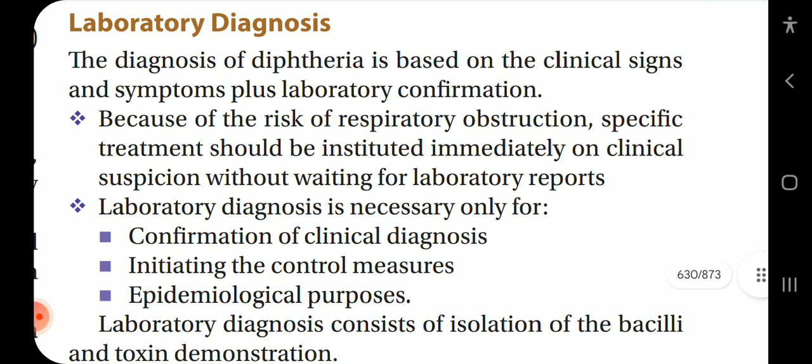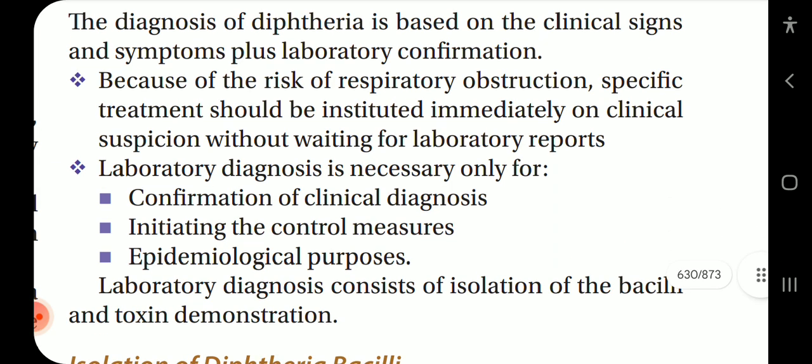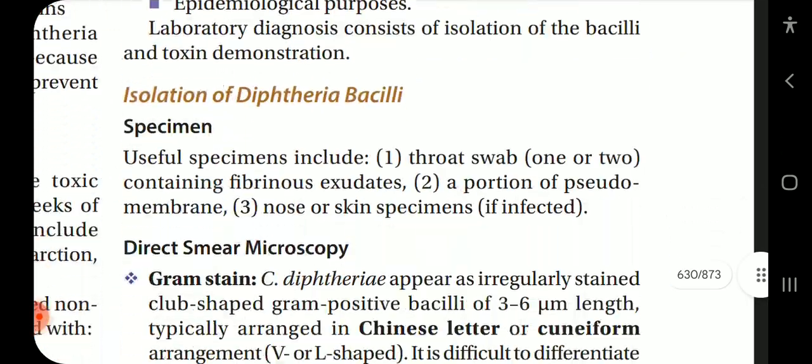Lab diagnosis. The diagnosis of diphtheria is based on the clinical signs and symptoms plus laboratory confirmation. Because of the risk of respiratory obstruction, specific treatment should be instituted immediately on clinical suspicion without waiting for the lab reports. Lab diagnosis is necessary only for confirmation of the clinical diagnosis, initiating the control measures and epidemiological purposes. Lab diagnosis consists of isolation of the bacilli and toxin demonstration.